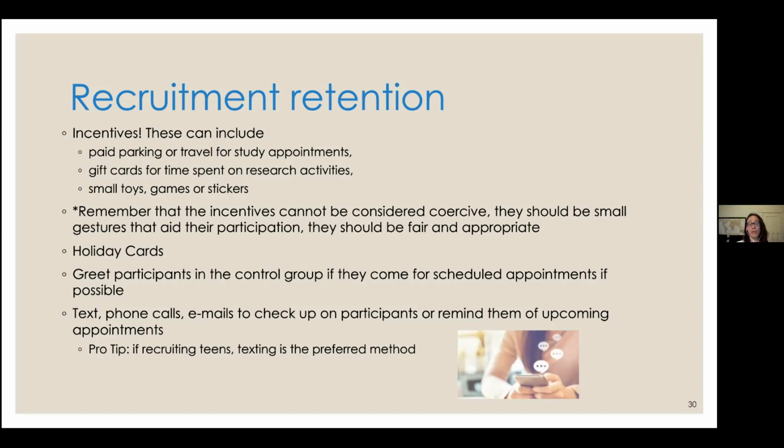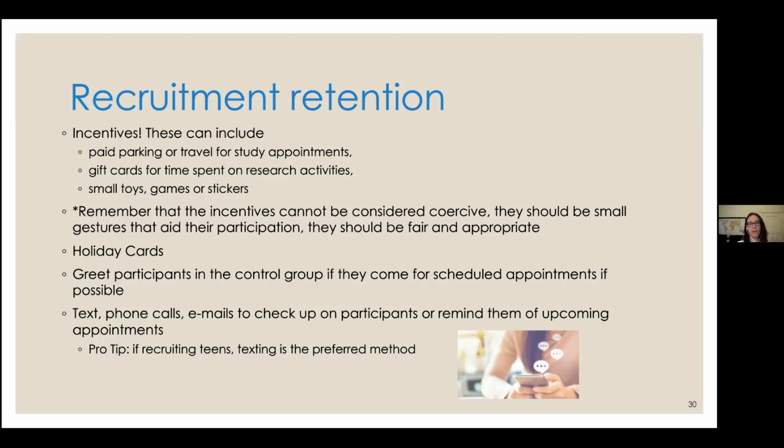If you have an RCT like I'm involved in right now, the control group might not be doing too much in the study. They might not have too many steps that they have to do. But if they're coming for scheduled appointments, you can say hi to them while they're in the clinic. Just see how they're doing. Mention that I'm going to contact you again in 2 months, 3 months for your next step, and remind them of your contact information if ever they need to reach you.